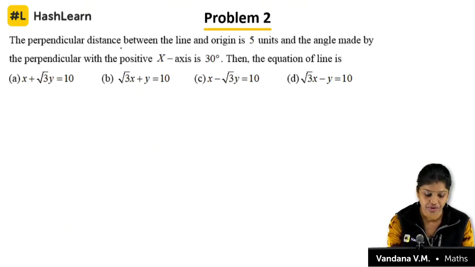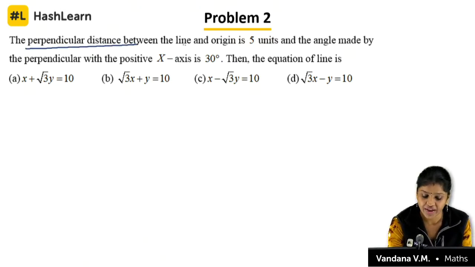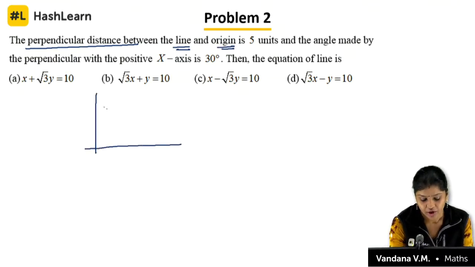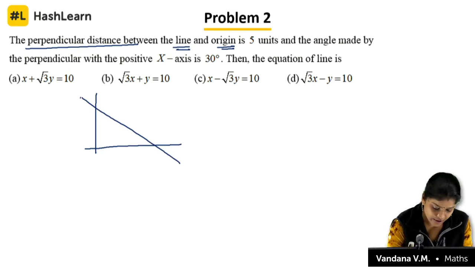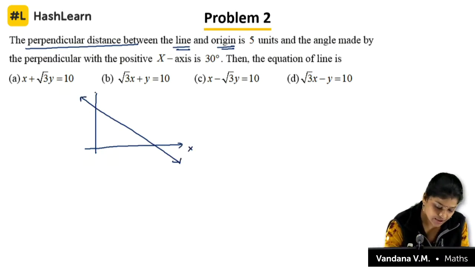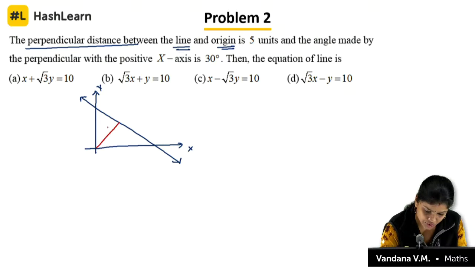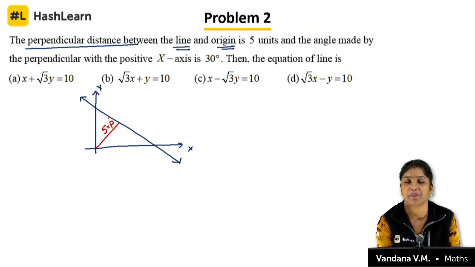See here, the interesting question. The perpendicular distance between the line and the origin. By reading that itself, what do you have to understand? Yes, it is the normal form of a line. This is x, this is y. The perpendicular distance they are giving, from here to here, is 5 units. So the distance we usually represent as p.